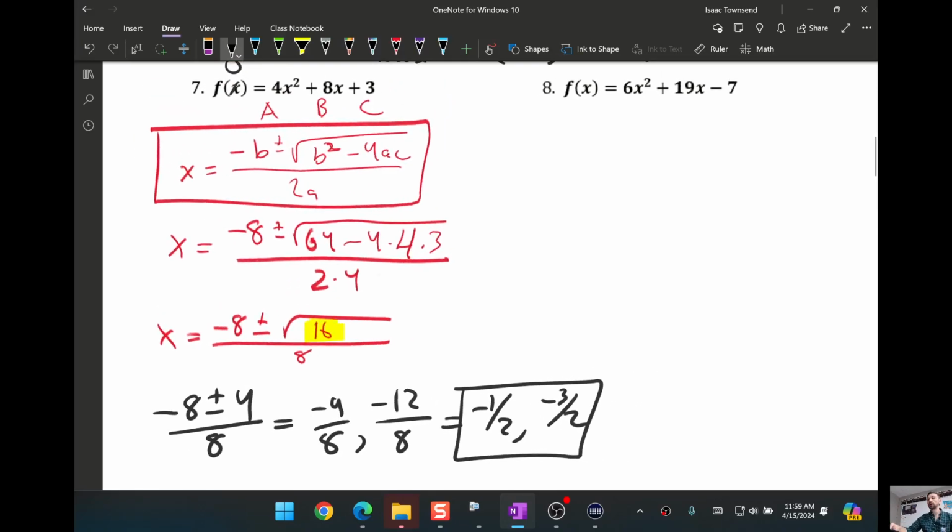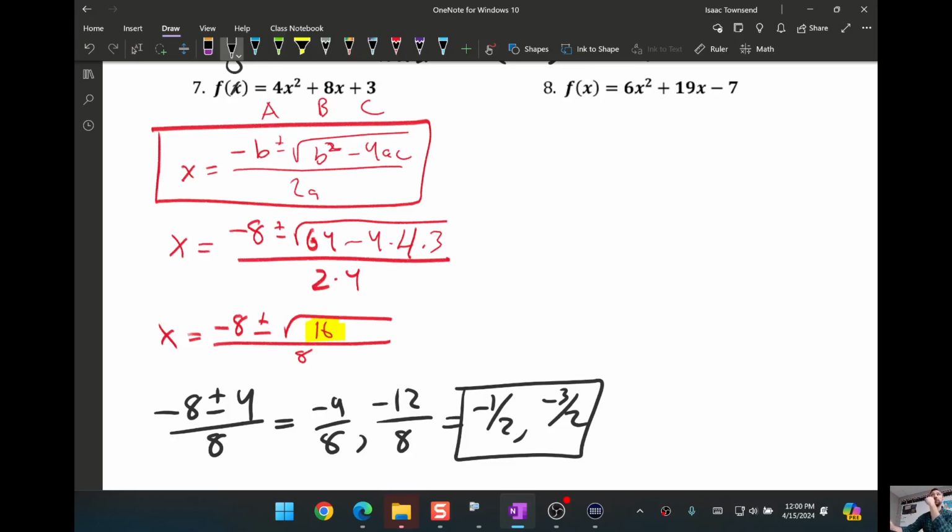So you guys know I would prefer factoring anytime something factors nicely. This one must have factored nicely to come up with those reasonable answers. But again, we have to practice quadratic formula because it's the only method that's going to always work. So know what A, B, and C is.